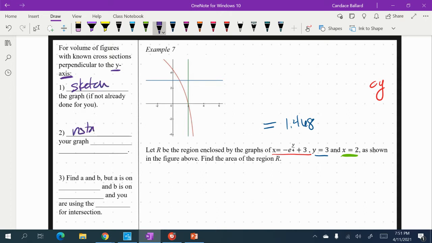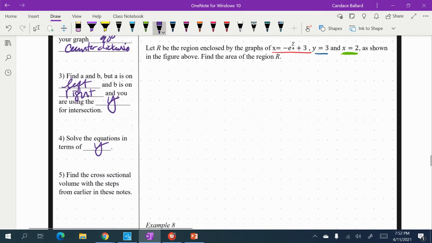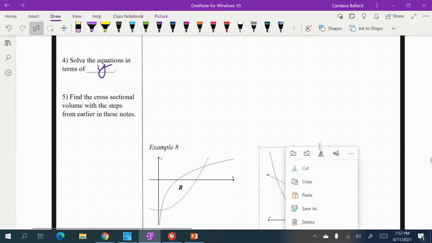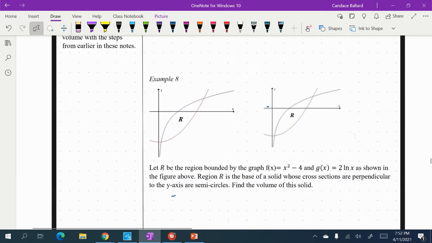Then we are going to rotate our graph 90 degrees counterclockwise. We're going to find A and B, but A is on the left and B is on the right, using the y values for the intersections. Then we're going to solve our equations in terms of y, and then we're going to use the same steps we did in the other cross sections that we did earlier in the notes.